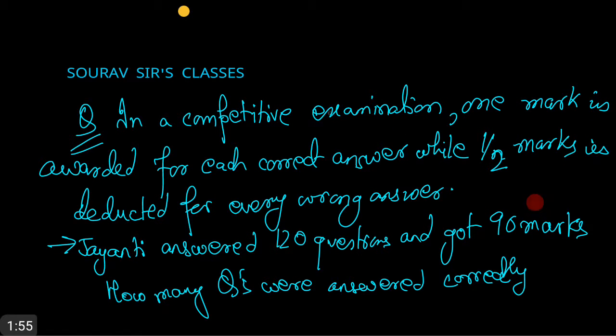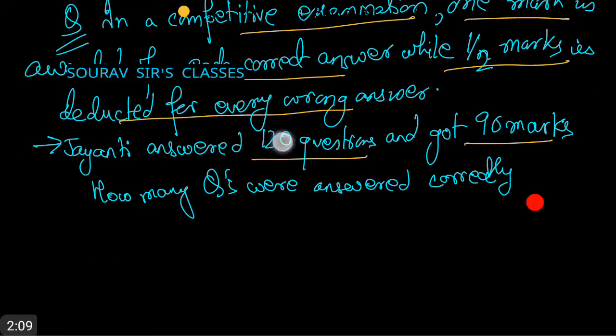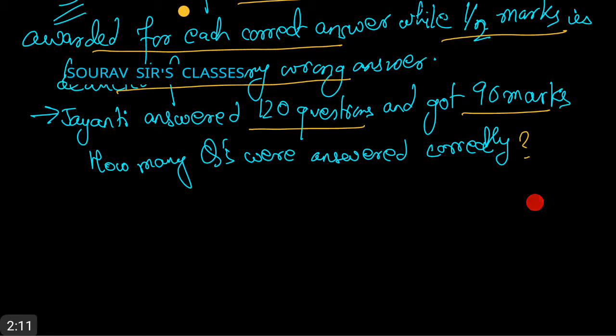The next question we have: in a competitive exam, 1 mark is awarded for each correct answer while half marks is deducted for every wrong answer. Jayanti answered 120 questions and got 90 marks. How many questions were answered correctly? Now let us figure out how to do this.